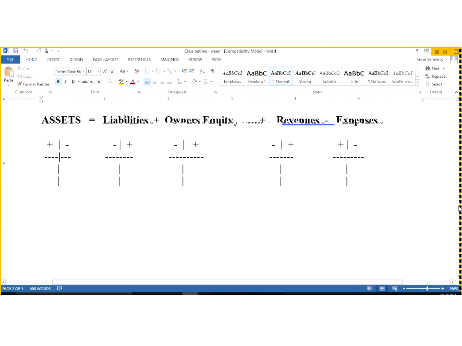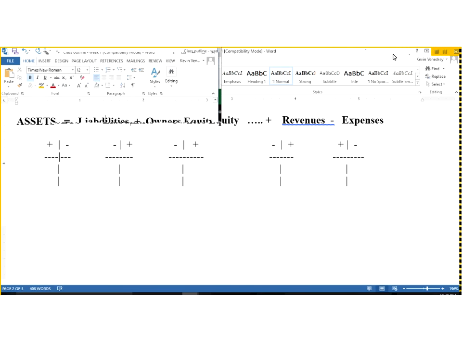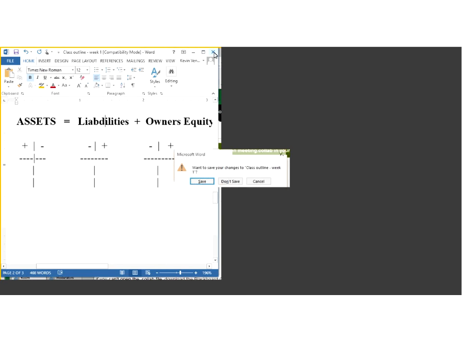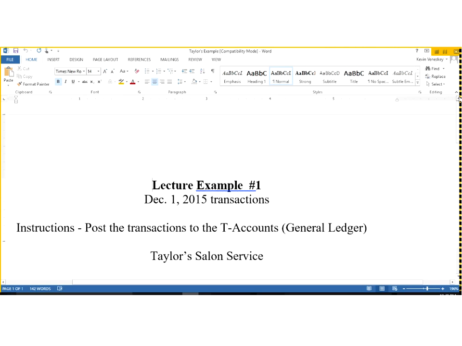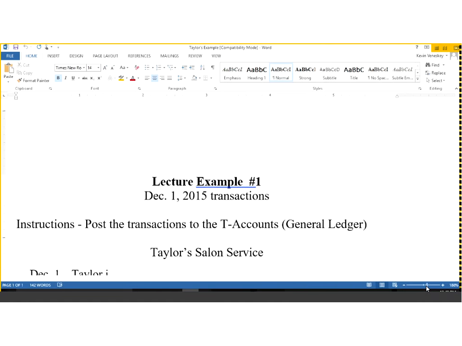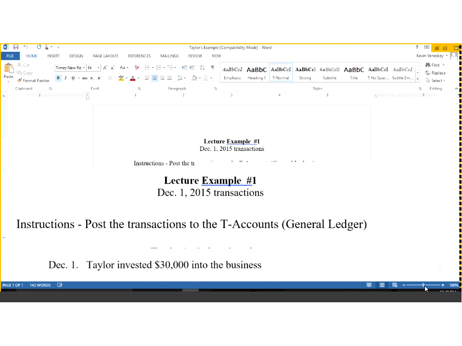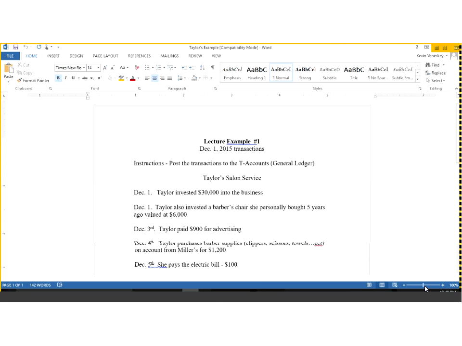All right, let's go into an example to see how exactly we journal and how we put in T accounts. Okay, I'm going to bring up an example I have for you in the resources part of Blackboard. Like I will each week, I'll have an example for you to refer back to, so you don't have to keep looking at the one that I have on the screen. Maybe we'll go too fast or whatever the issue is.